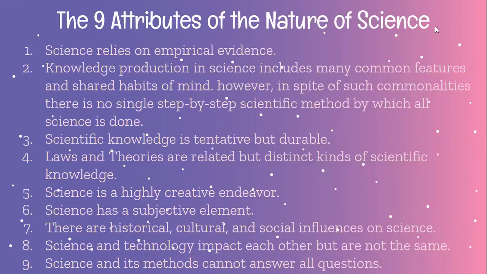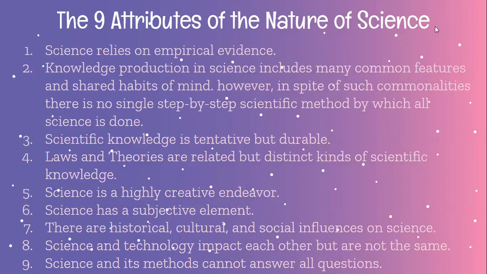Number 3, scientific knowledge is tentative but durable. 4, laws and theories are related but distinct kinds of scientific knowledge. 5, science is a highly creative endeavor. 6, science has a subjective element. 7, there are historical, cultural, and social influences on science. 8, science and technology impact each other but are not the same. And 9, science and its methods cannot answer all questions.